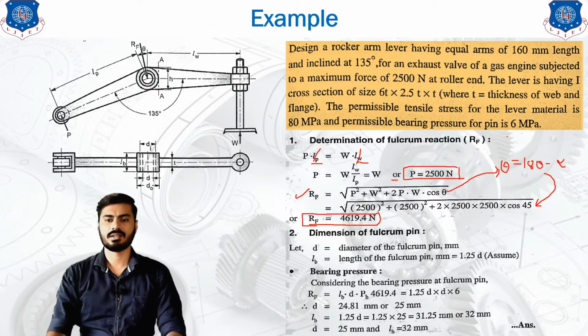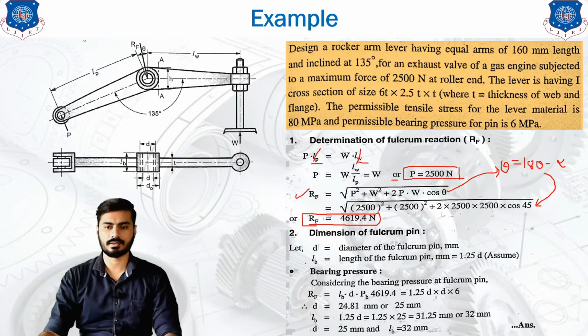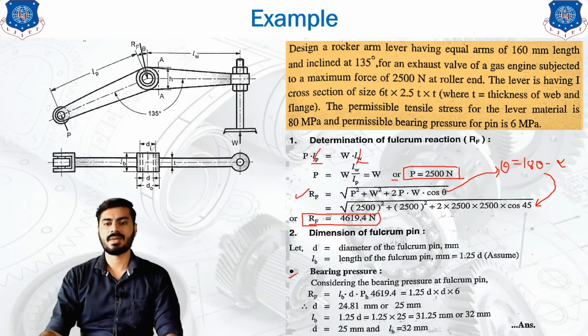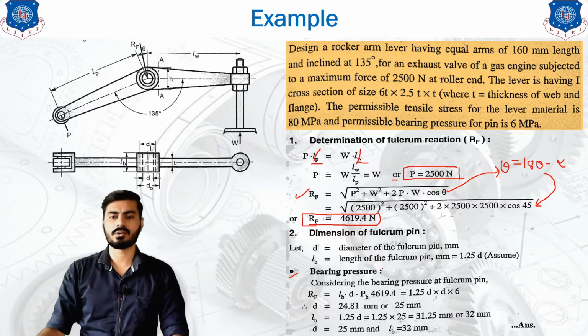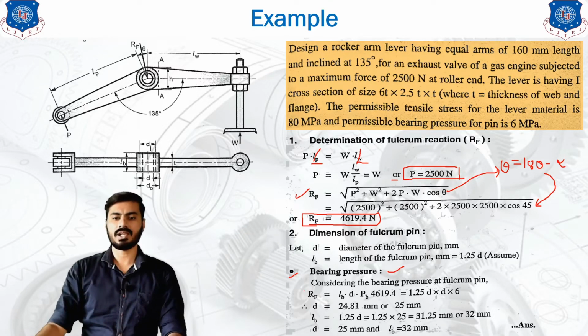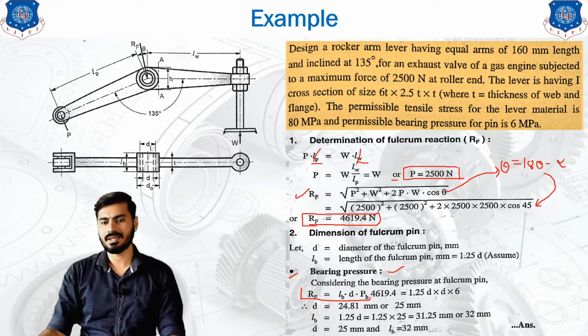Now we will see another step of this procedure, that is the dimension of the fulcrum pin. This step contains two different sub steps: the bearing pressure and the shear stress. First of all, we are going to calculate using the bearing pressure. Now we will apply the equation of bearing pressure, that is RF equals LB into D into PB. Now we know that RF is equal to what? RF is equal to 4619.4.